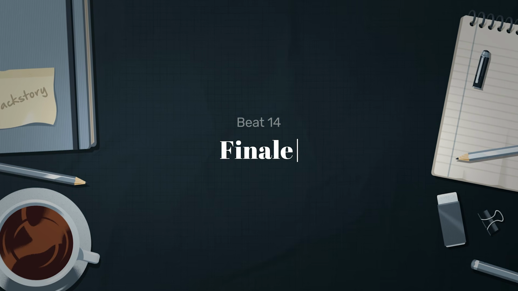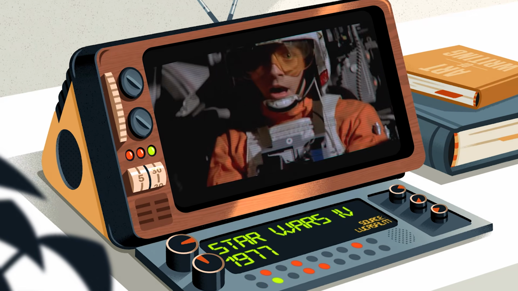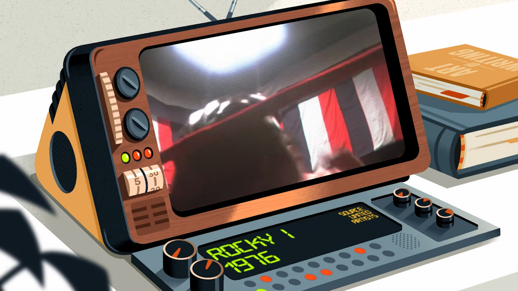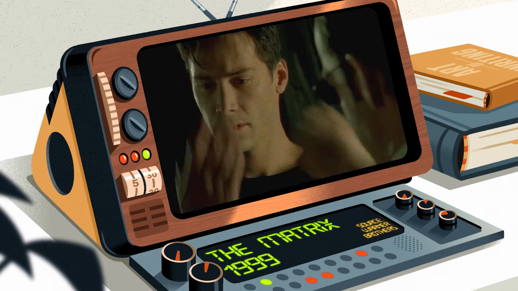Beat 14, finale. The finale is where your protagonist puts their growth into action, conquers their challenges, and resolves the story's central conflict. In Star Wars, Luke finally uses the Force to destroy the Death Star. Rocky finally believes in himself and goes the distance against Apollo Creed. Neo finally learns to see through the Matrix and do slow motion kung fu. Is it called the finale because our heroes finally learn to do the thing they need? Maybe. Perhaps? So here's the question for you: how does your protagonist's transformation lead to a satisfying conclusion?